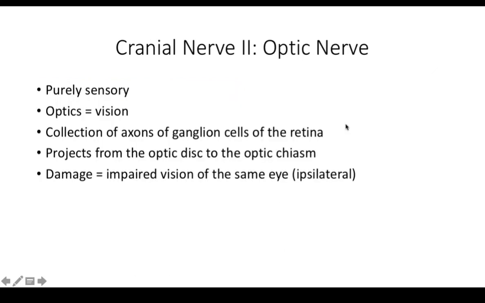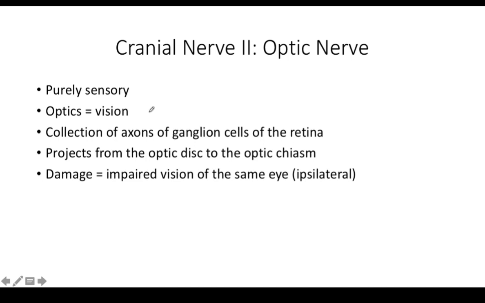All right. Cranial nerve number 2. And like I said at the beginning of this video, I'm keeping this intentionally basic. Like I said, I'll go more into the anatomy and these projection pathways down the road. I want to focus more on the basic functions here. Cranial nerve number 2, the optic nerve, another purely sensory nerve that deals with optics, which means vision.